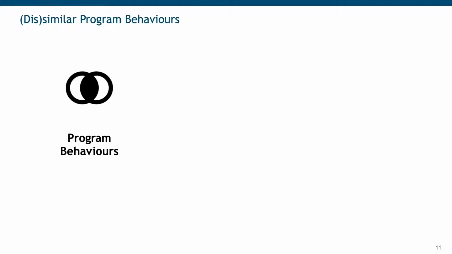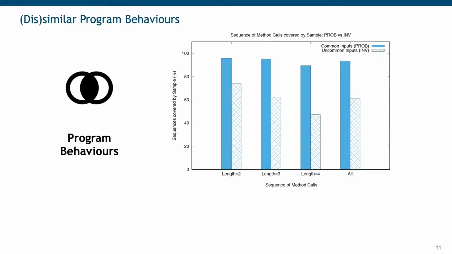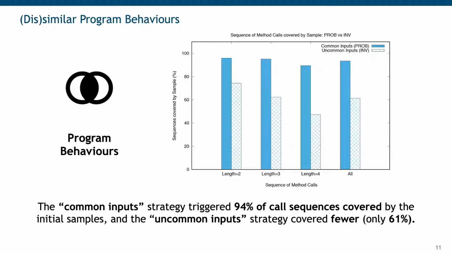In terms of program behaviors, what we found was, in comparison to the sample input, our common input strategy, shown in the blue bars, actually triggered 94% of the call sequences that were covered by the initial samples, and our uncommon input strategy triggered fewer. So basically, our approach covers similar behavior as the initial test suite, and less or different behavior from the initial test suite when using the uncommon input strategy.